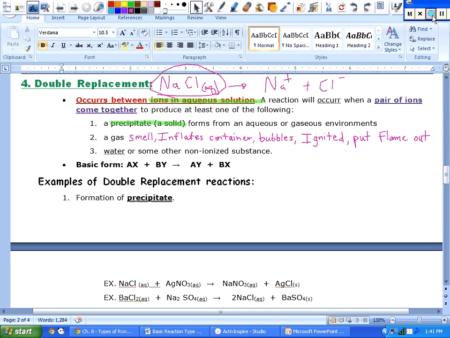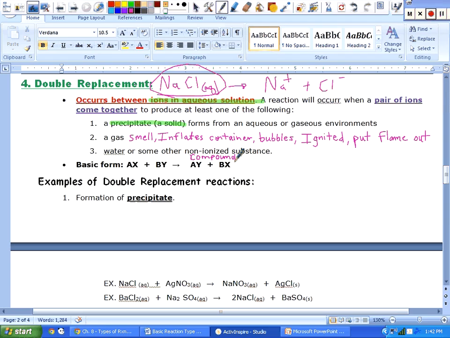Okay, all right. So again, there's a few ways you can tell a gas has been produced. Those are some of the ways. And the last thing is water or some other non-ionized substance. What does non-ionized mean? It's not charged anymore. So basically, it's formed a compound. Non-ionized means the pluses and the minuses have now come together to get rid of the ions. So it may not necessarily be a solid, it may not necessarily be a gas, and it may not necessarily be water either. It can be some other type of liquid or something else. So we'll get into that.